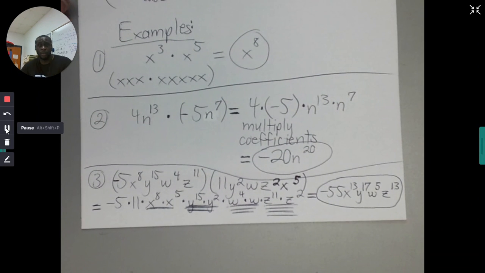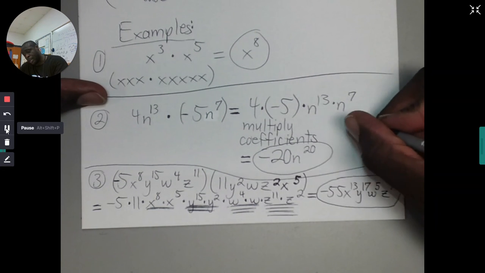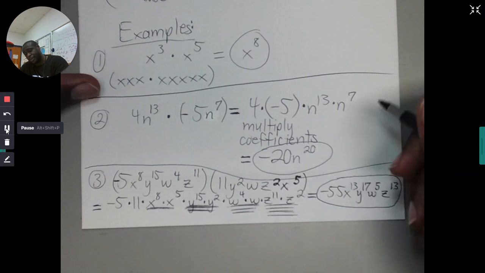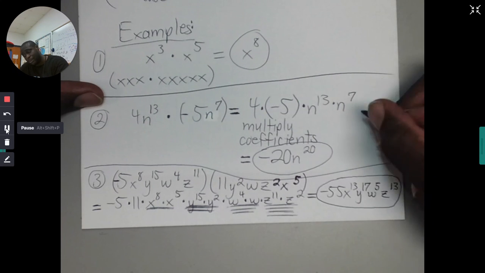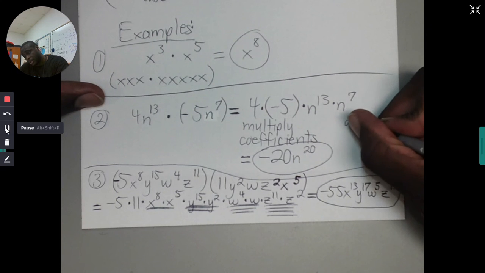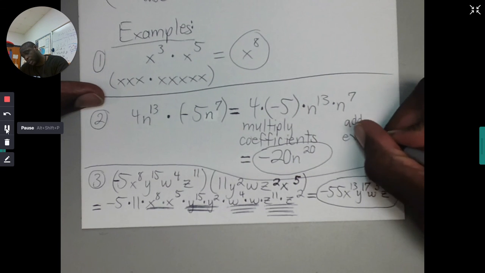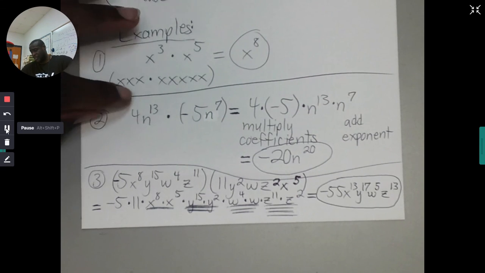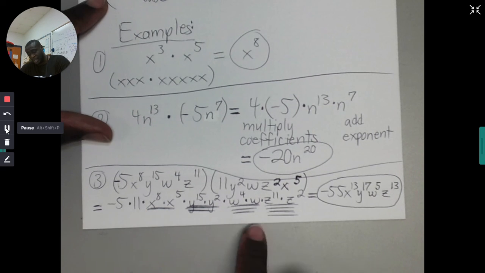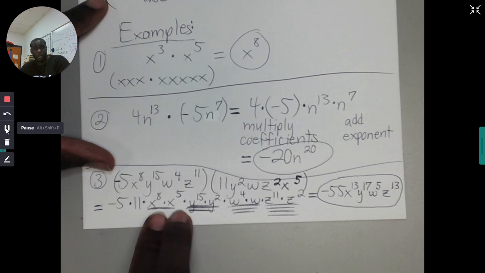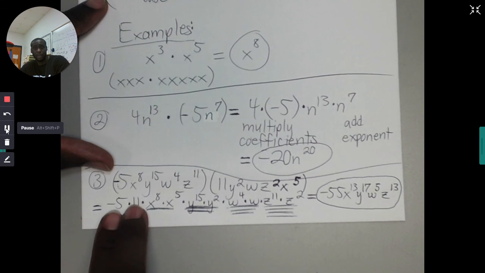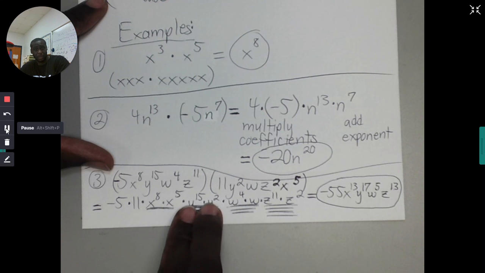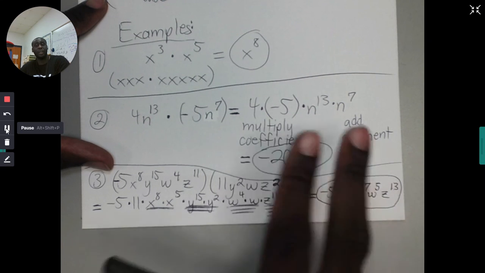So again, remember that you multiply your coefficients, and if they have the same base, you add the exponents. And again, my suggestion is if they have different bases, write those parts beside each other first. Okay, the coefficients and the ones that have the same base, write them beside each other, and then put it together.